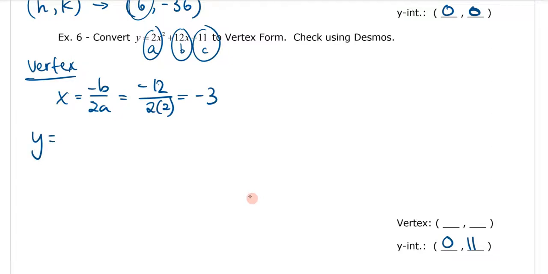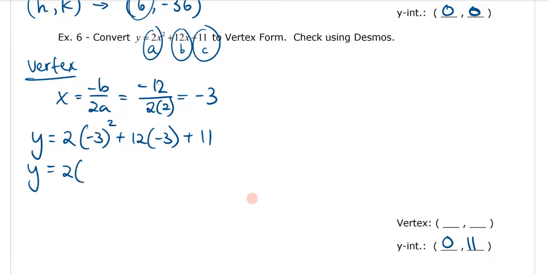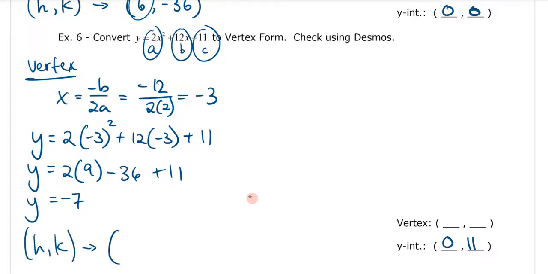My y-coordinate would be, let's plug in the negative 3 into the equation. So 2 times negative 3 squared plus 12 times negative 3 plus 11. And solving for y, we get 2 times negative 3 squared is positive 9. 12 times negative 3 is negative 36, so I'll say minus 36 plus 11. And so 2 times 9 is 18. If we subtract 36 and add 11, we would get a y value of negative 7. So now our vertex h and k is, x-coordinate is negative 3 and the y-coordinate is negative 7. Let's write that here, negative 3 and negative 7.